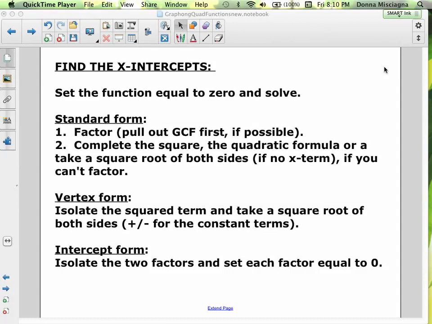Welcome back. So now we're going to be doing a little more graphing of quadratic functions. But first, let's review finding x-intercepts. Right, so when we're finding an x-intercept, we're going to set the function equal to 0 and solve.